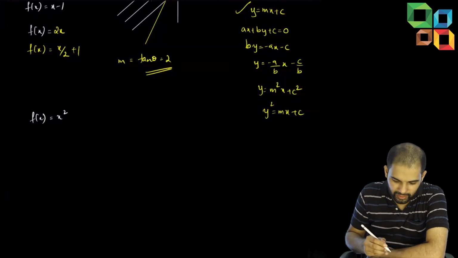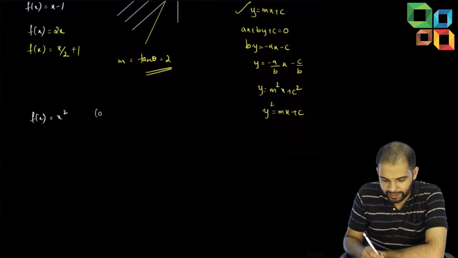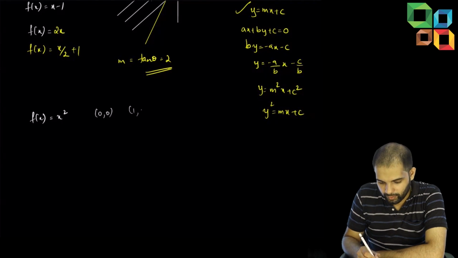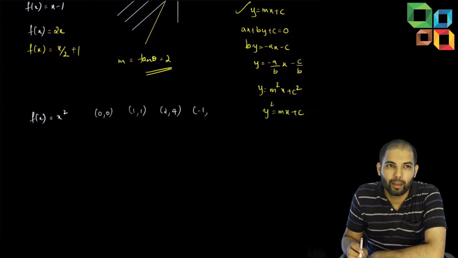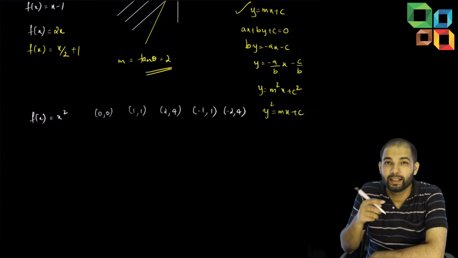Take some values again. There's no rule that you have to do something. So when x is 0, y is 0. When x is 1, y is 1. When x is 2, y is 4. Just taking for negative numbers, when x is -1, y is still 1. When x is -2, y is 4. If I take 3, it will go 9.